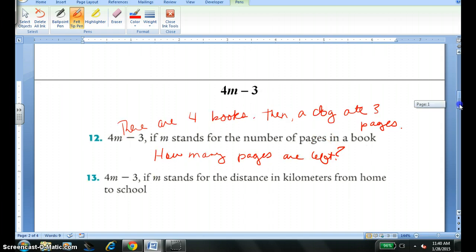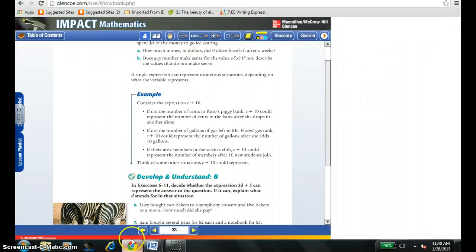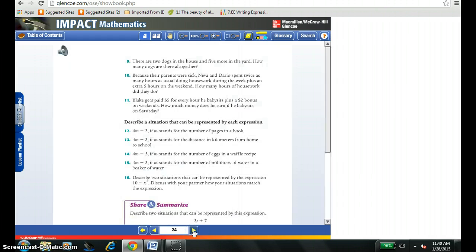And if you look at the next one, M stands for the distance in kilometers from home to school. So I'm going to travel that 4 times. But then who knows, maybe somebody's going to give me a ride so I don't have to walk it. That subtracts the 3. And then if I look at the last ones here, I have eggs, where I have 4 times the eggs, and I have to somehow get rid of 3 eggs. 4 times millimeters, and then I have to get rid of 3 millimeters.